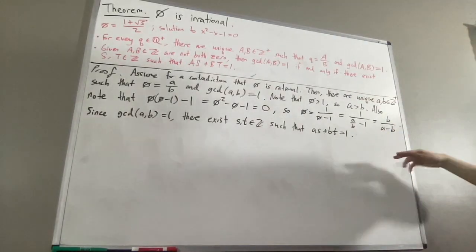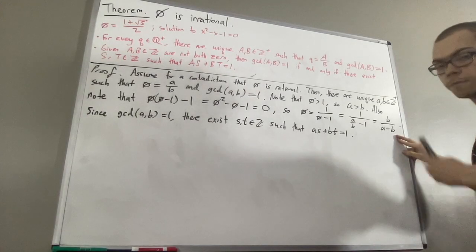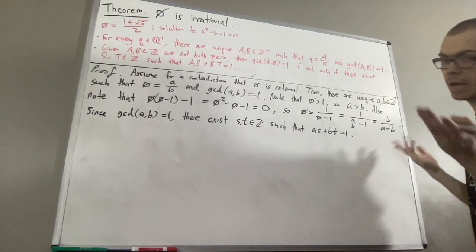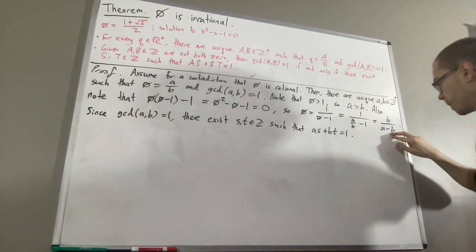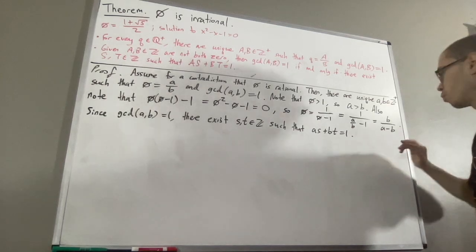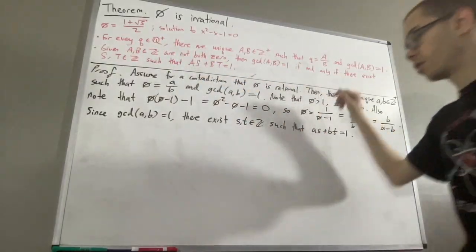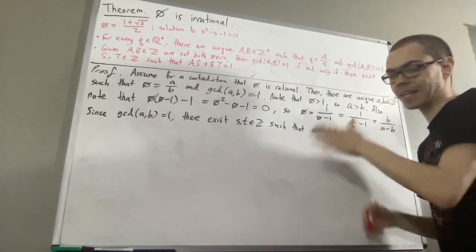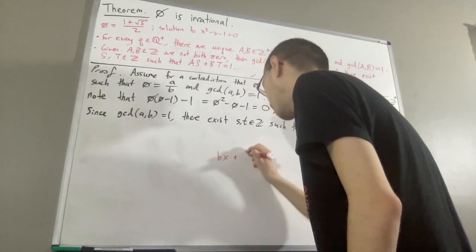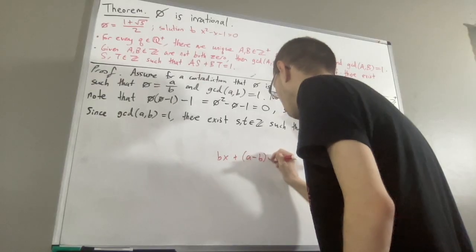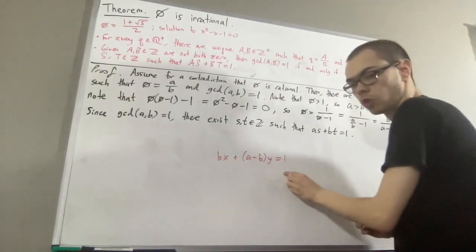To show that the greatest common divisor of b and a minus b is equal to 1, we want to find a pair of integers, say x and y, such that bx plus (a minus b) times y is equal to 1. That will prove that the greatest common divisor of b and a minus b is equal to 1 by this result. So let's see how we could come up with x and y. So we need x and y such that bx plus (a minus b) times y is equal to 1. So we're trying to find integers x and y such that this is true.